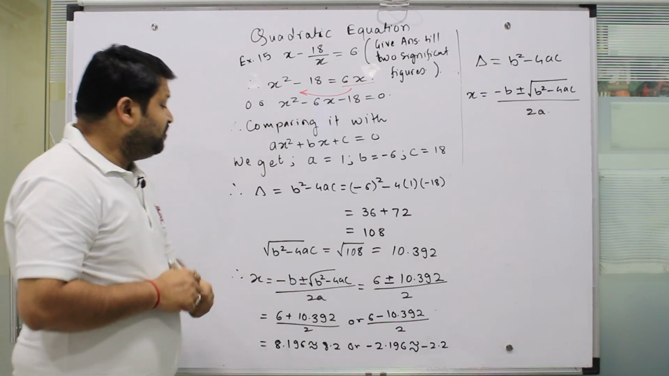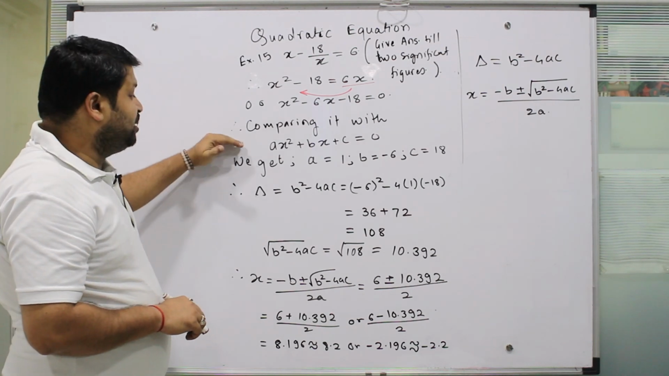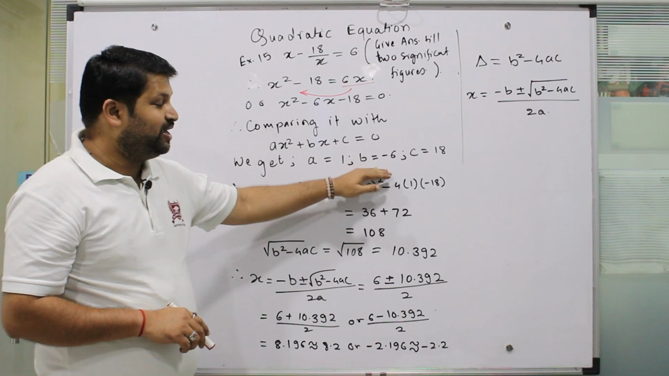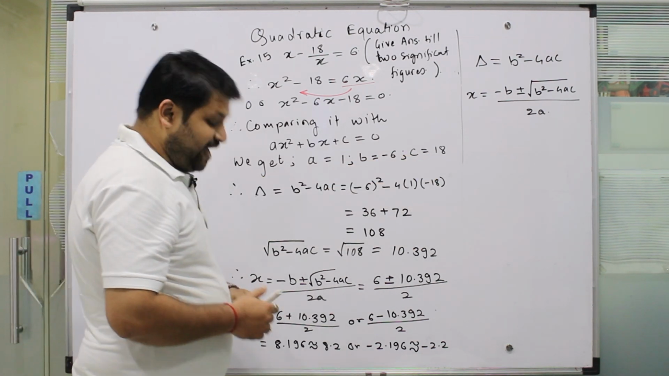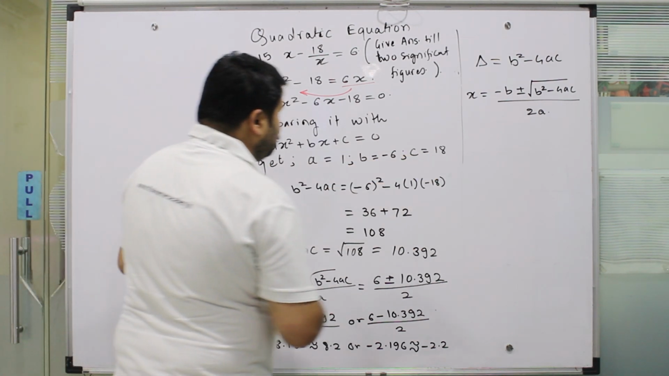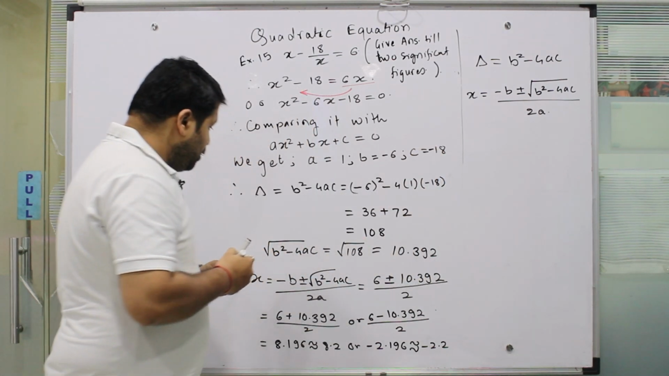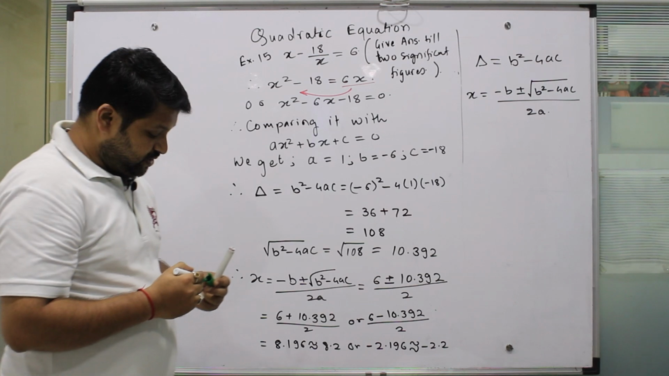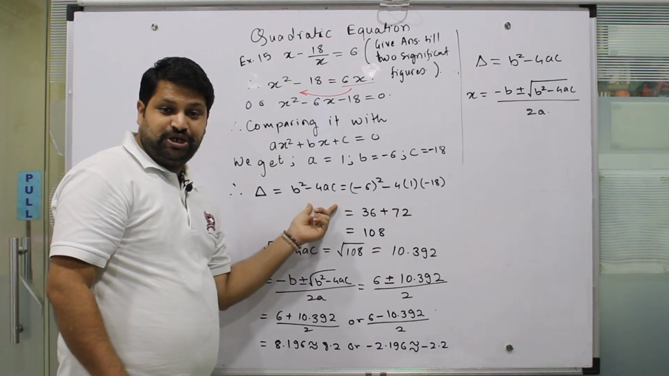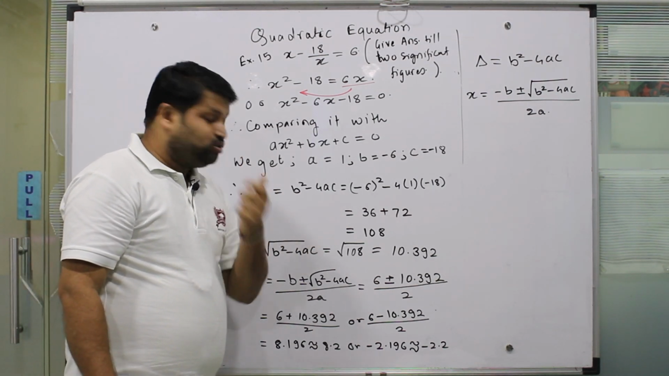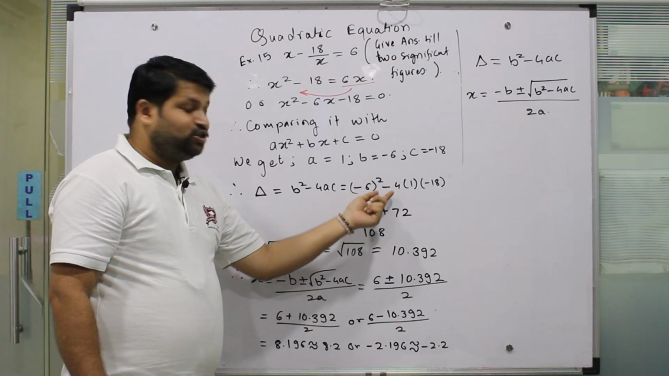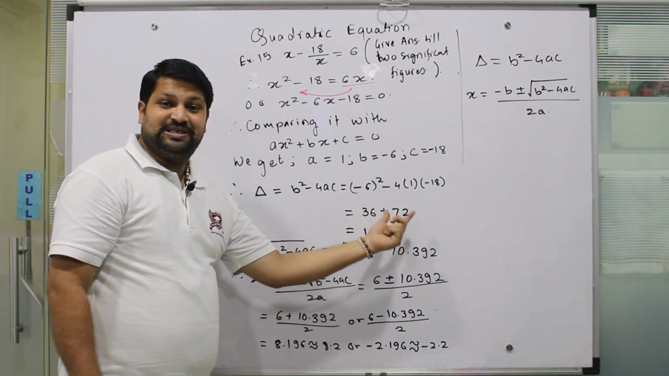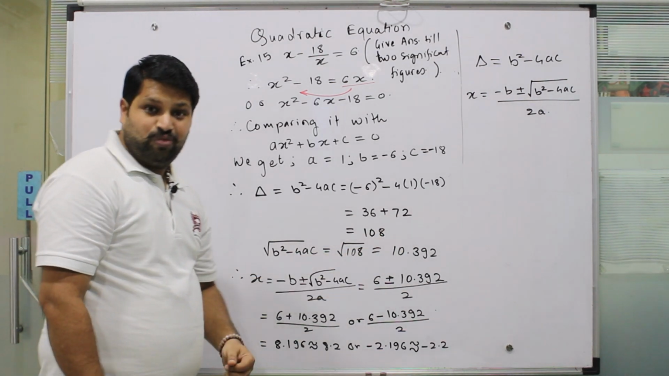Now, when we compare it with our standard quadratic equation, that is ax square plus bx plus c is equal to 0, we get a is equal to 1, b is equal to minus 6 and c is equal to minus 18. Then the first thing we do is we find the value of delta or the discriminant. The discriminant would be b square minus 4ac. So it would be minus 6 square minus 4 times 1 times minus 18, and we get 36 plus 72, giving the final answer as 108.